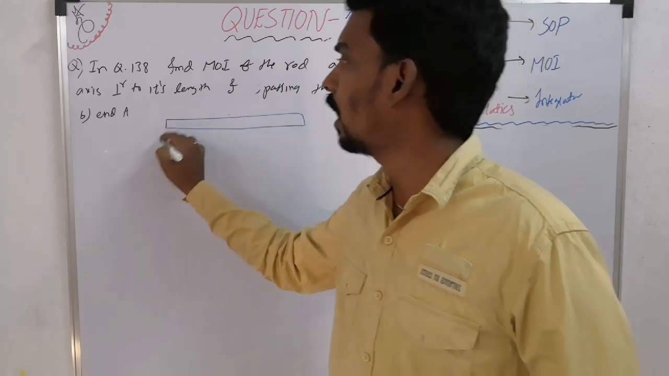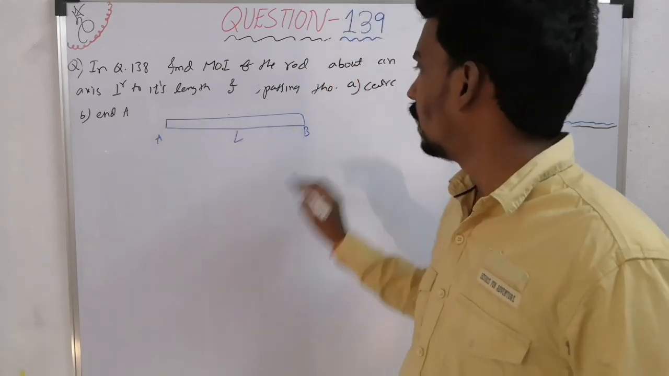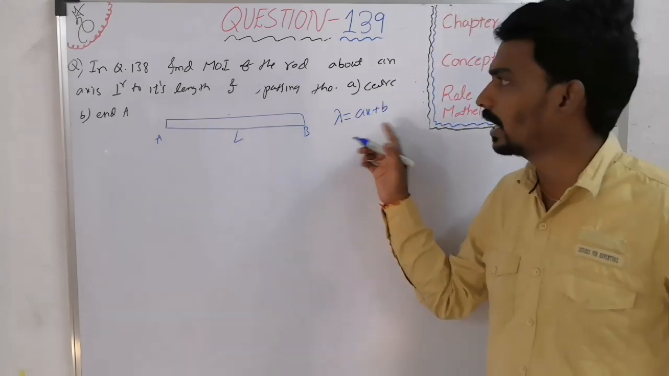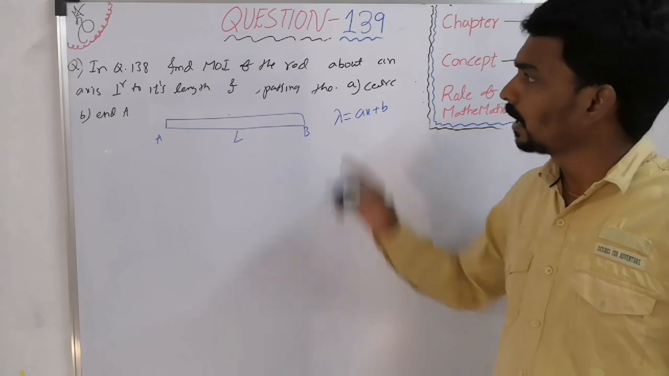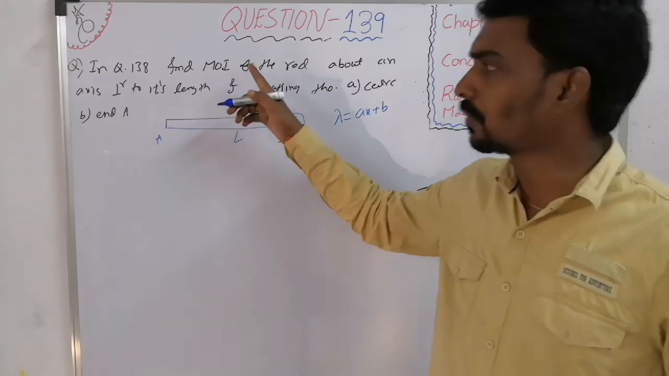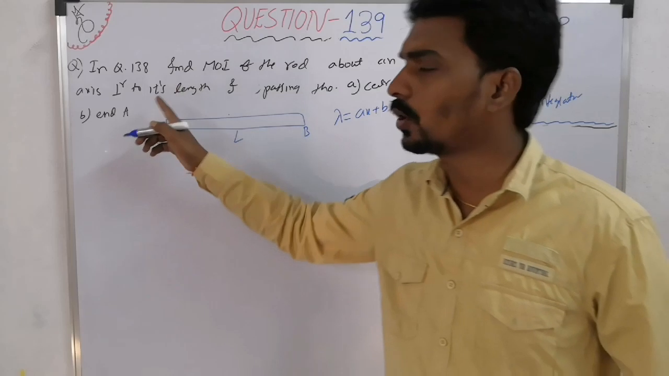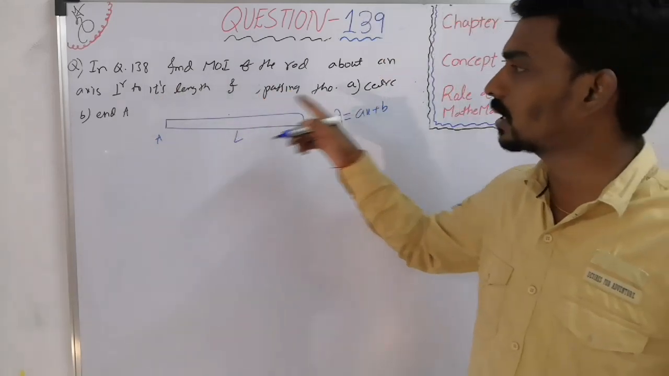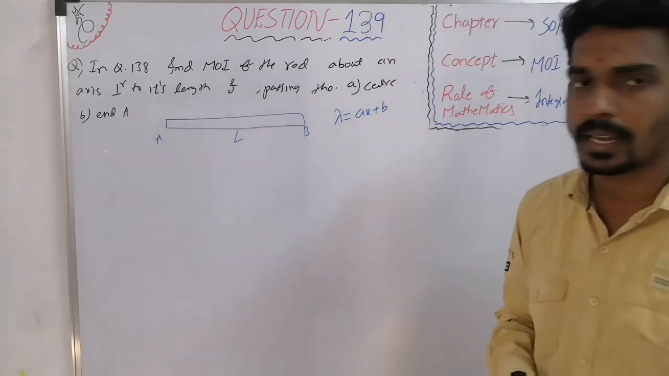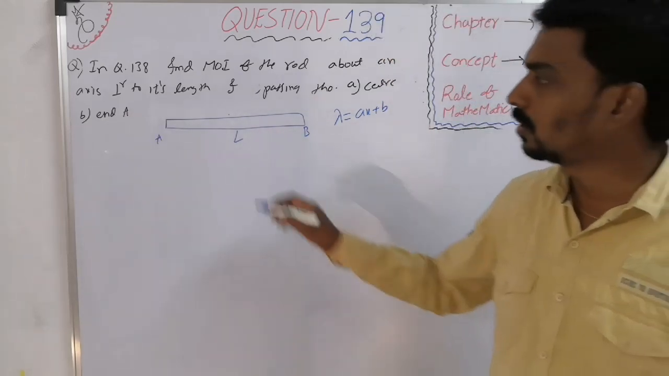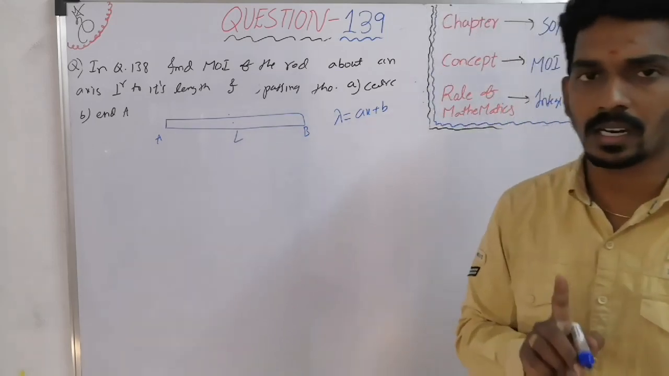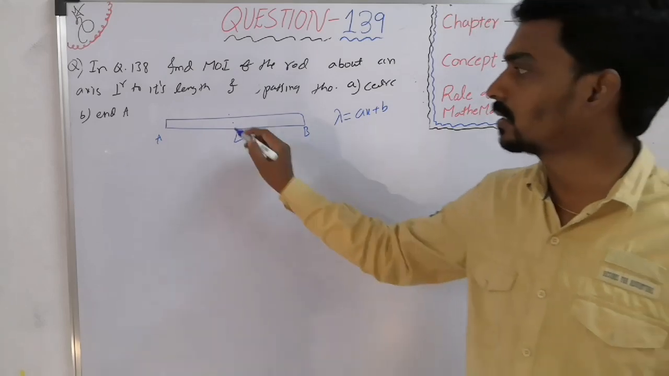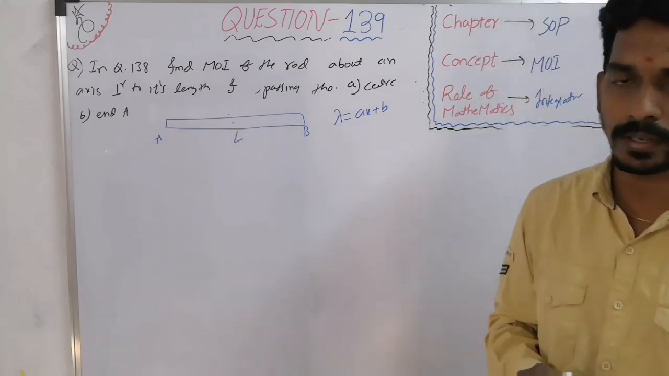There is a rod of length L and whose linear mass density is given by Ax plus B, where A and B are constants. Now here what they are asking is find the moment of inertia of the rod about an axis perpendicular to its length and passing through, one is center, another one is end A. So one is center, not center of mass. So center of mass, it is different. They are just asking center, midpoint.